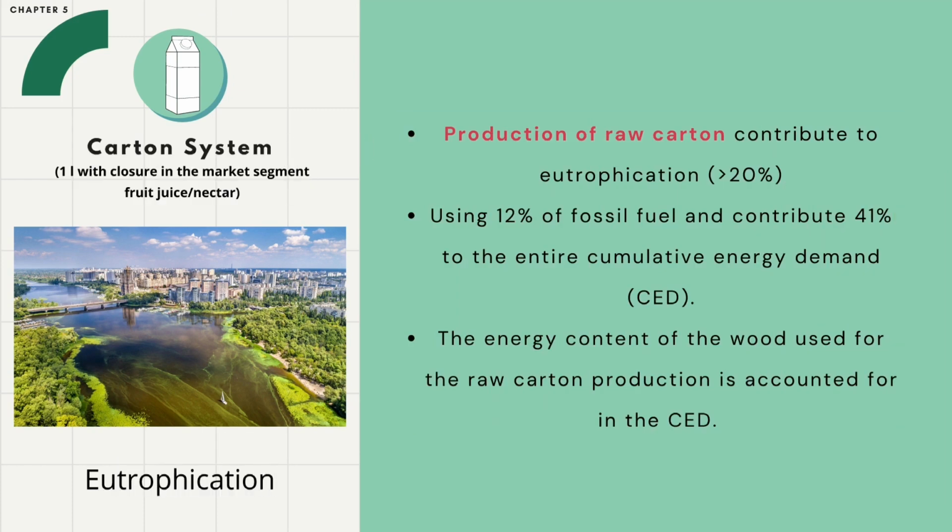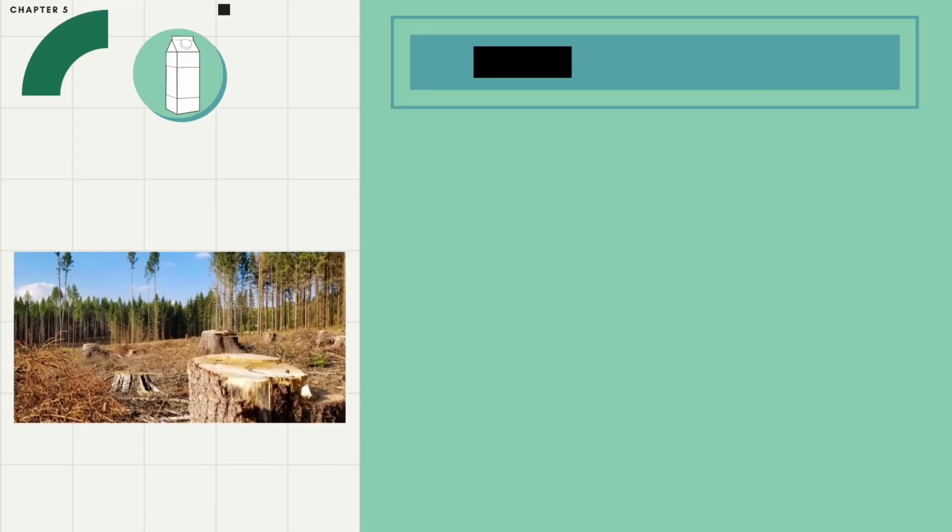The production of raw carton contributes to eutrophication, which is greater than 20%, uses 12% of fossil fuel and contributes 41% of the entire cumulative energy demand. The energy content of the wood used for the raw carton production is accounted in the cumulative energy demand.